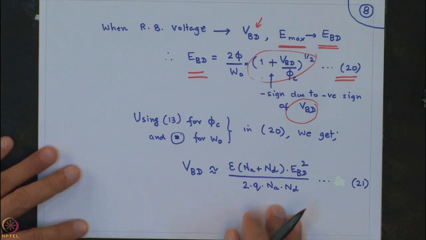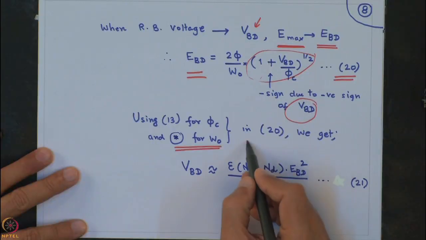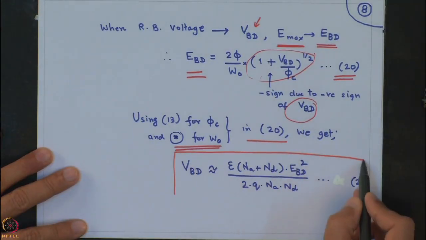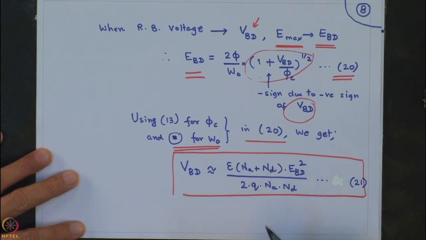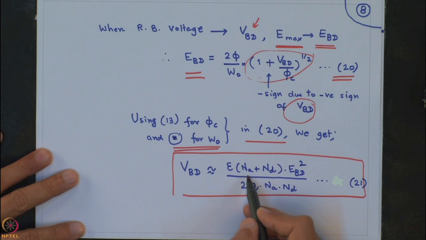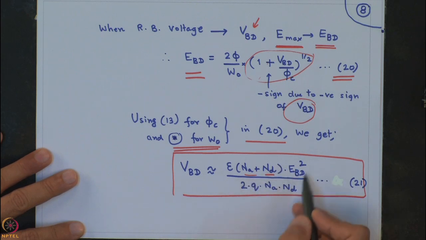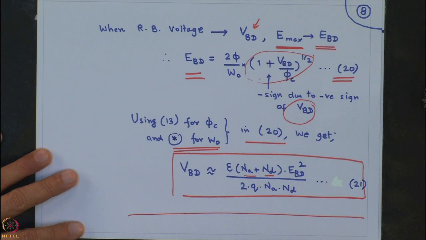Now using expression 13 for phi c and the equation I have numbered as star, in 20 we get this final value of the breakdown voltage across the pn junction. So, we can say that some approximation will have to be applied to simplify the analysis, and we can get VBD approximately equal to epsilon times (Na plus Nd) times EBD square divided by 2q Na Nd. So this is the final expression that we get, and later on we will use it to further enhance our understanding about different aspects of pn junctions.